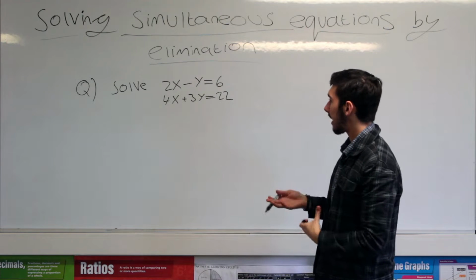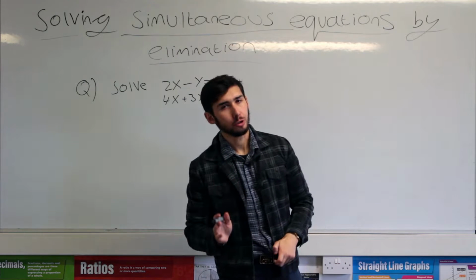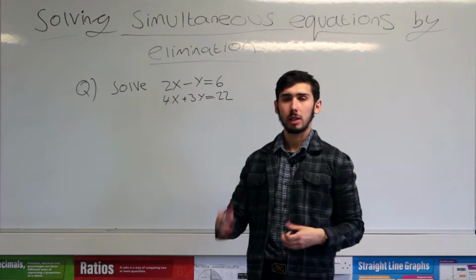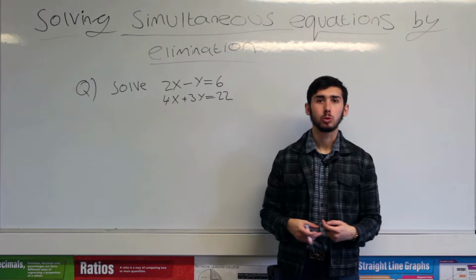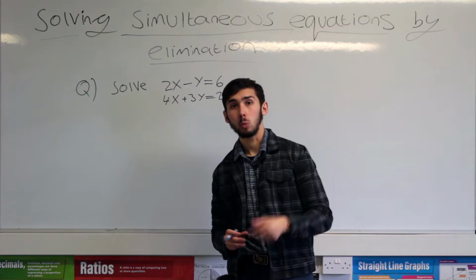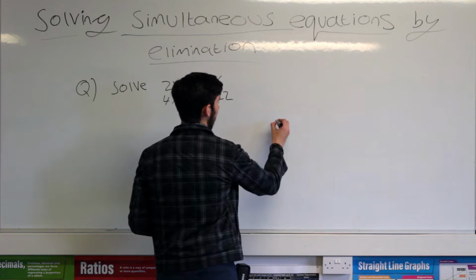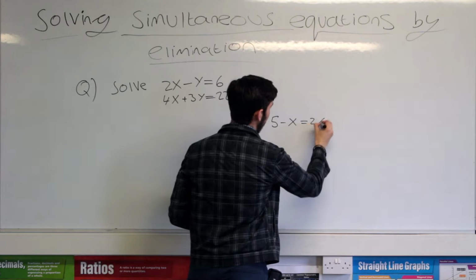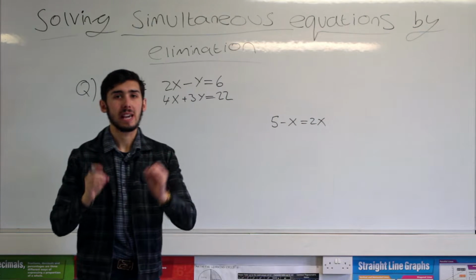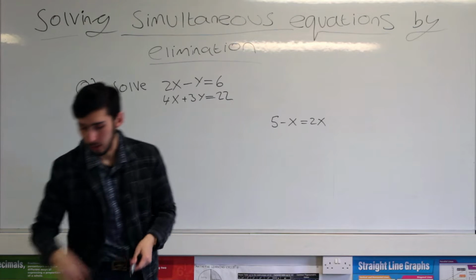Right, elimination. Now guys, you at this point should be able to make different things the subject. You should be able to solve algebraic equations with one unknown, right? So like, I don't know, something like 5 minus x equals 2x. You should be able to solve that without much of a difficulty, okay?